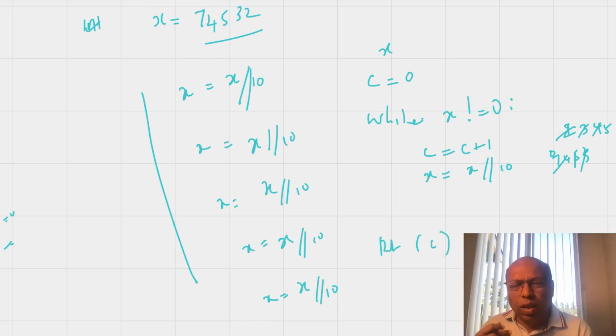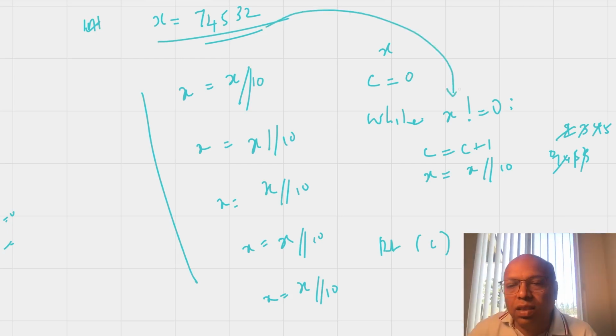Now in this, what is my initialization? Yeah, this is my initialization. Why? Because that gives an initial value to my condition. This is my updation. Why? Because that makes the condition false. And then what is this?